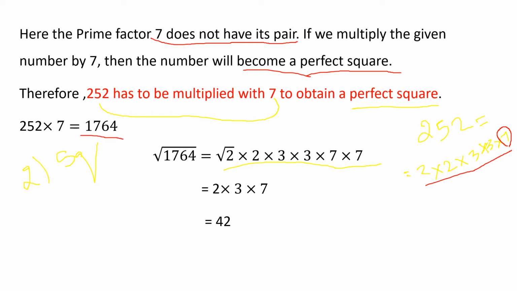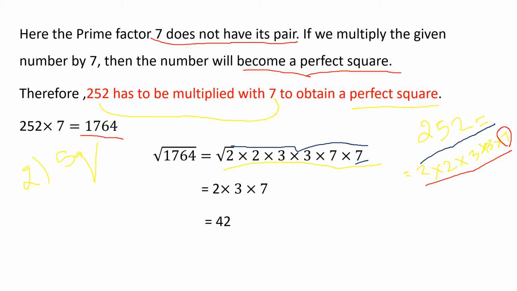Now just write till this 7. Okay, till this 7 you write it down. Take the square root of 2 into 2 into 3 into 3 into 7. Now you have to multiply with this 7, make this 7 a pair. When you multiply this 252 with 7, you are getting 1764, right? So 7 into 7, one more 7. 2 into 2, 3 into 3 into 7. This is the same answer we are writing, and only you have to add that 7.